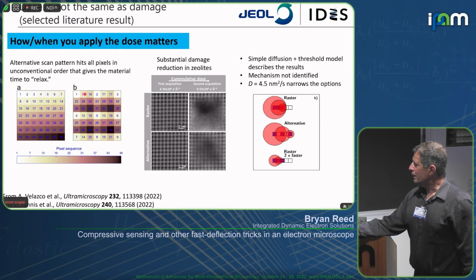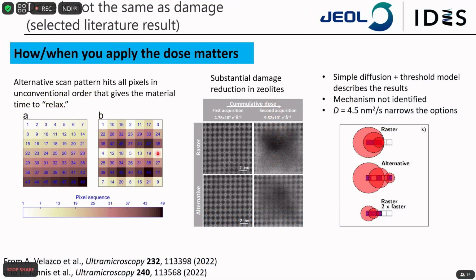But if you jump in like a checkerboard pattern, interlaced, however you want to call it, so skip over and give the sample time to chill, you could still hit every pixel, just hit them in an unconventional order. And with the newer vector scan controllers, you can program this stuff very nicely. Then same dose, much less damage.